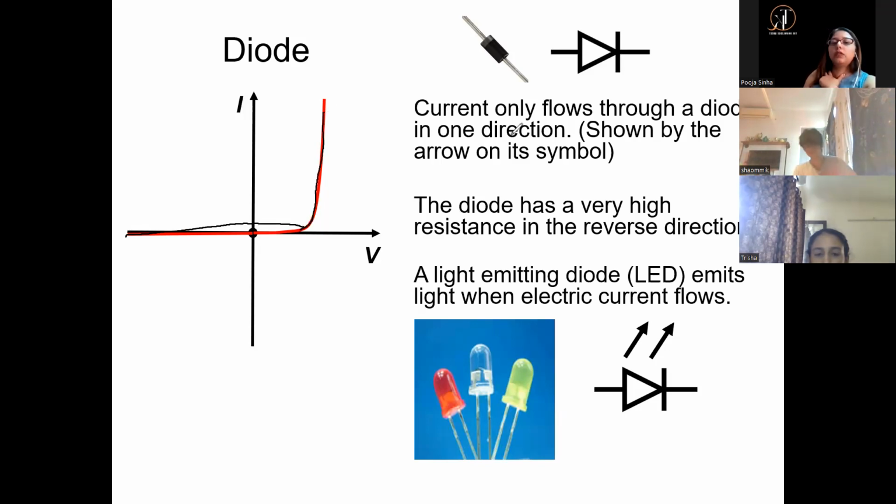Which means, what is this diode doing? Always remember, you cannot reverse the direction of a diode. If you reverse the direction, the diode will stop working. So the diode has a very high resistance in the reverse direction, so it will not allow any current to flow.